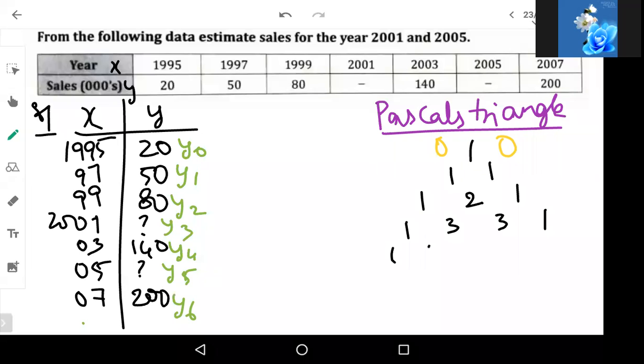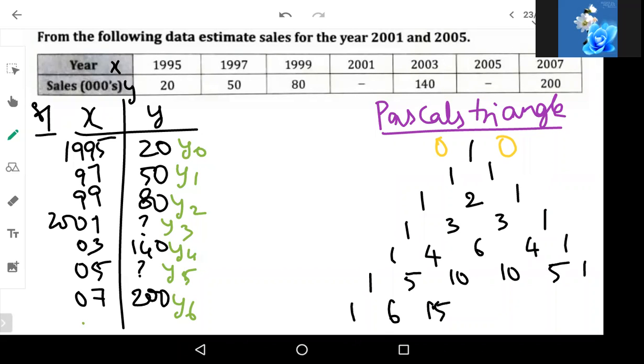So 1, 4, 6, 4, 1. Then assume two zeros here: 1, 5, 10, 10, 5, 1. And then assume two zeros: 1, 6, 15, 20, 15, 6, 1. Okay.